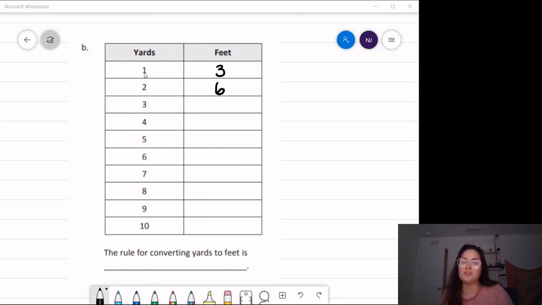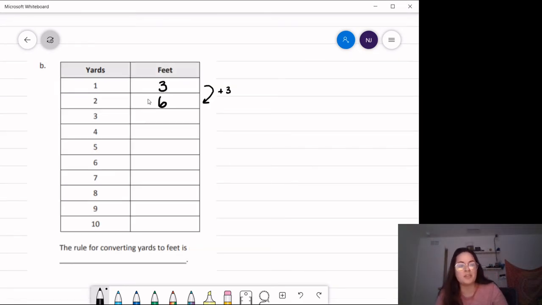So now what I want you to do is fill out the rest of the table. So how many feet are in 3 yards? How many feet are in 4 yards? Notice how to get from 3 to 6, we added 3. Just like when we went from pounds to ounces, we added 16. So go ahead and pause the video, give yourself some time to work and fill out the chart and play whenever you're ready to go over the answer.